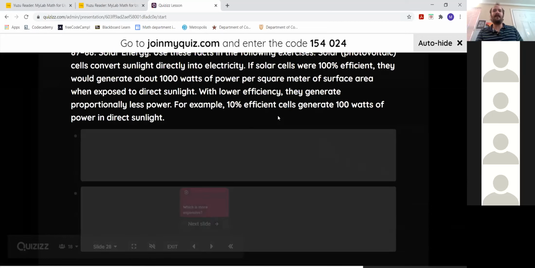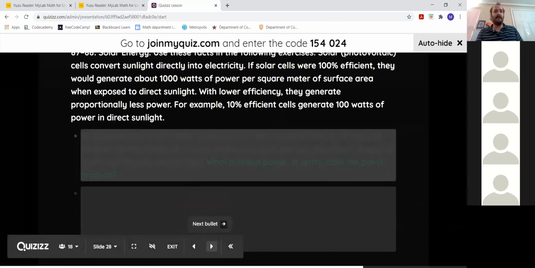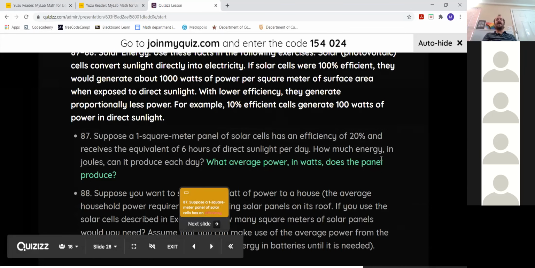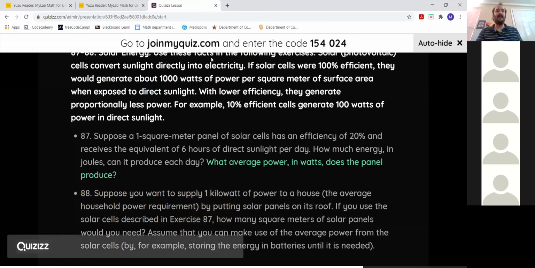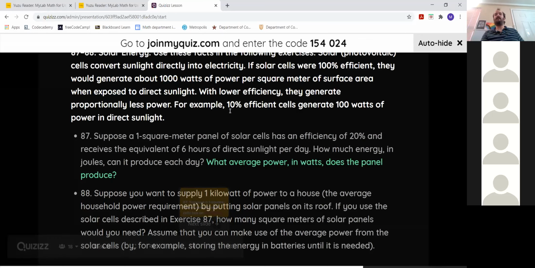Okay, so this is a sunlight problem, and what we're really supposed to do is answer 88. But in order to answer 88, we have to answer this part in 87 about how many watts this thing is producing. So use the following facts: a solar panel, if it's 100% efficient, we get 1,000 watts, if it's exposed to direct sunlight all day. So for 10% efficiency, we get 10% of 1,000 watts, which would be 100 watts.